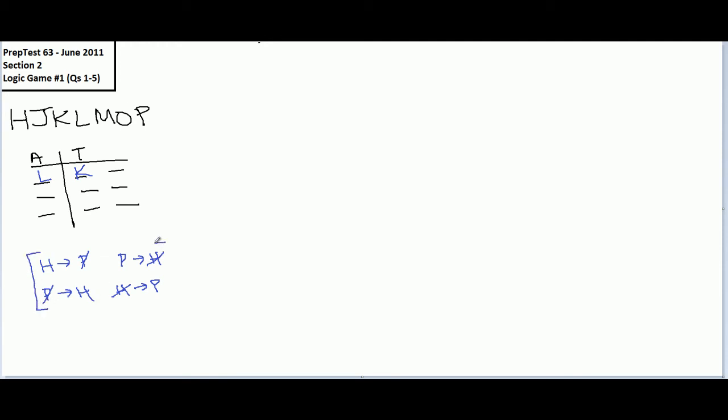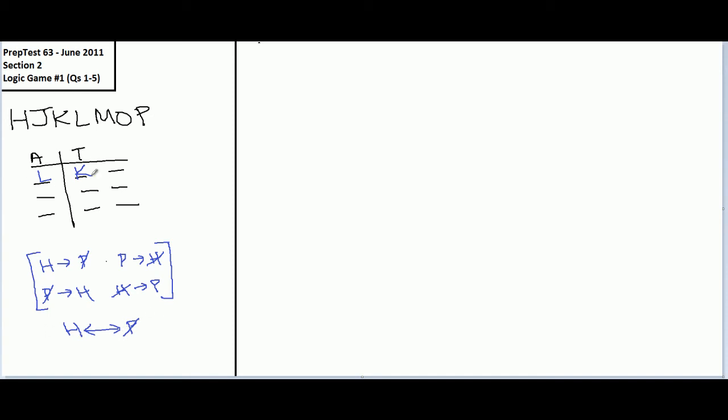So if we take these 4 rules together, all this does is express a biconditional relationship. All it does is express the relationship between H and P, and this arrow runs both ways. So really this is a pretty straightforward game. Basically we have one conditional rule. Granted it's a fairly complicated conditional rule because it's a biconditional, but it's still just one rule.